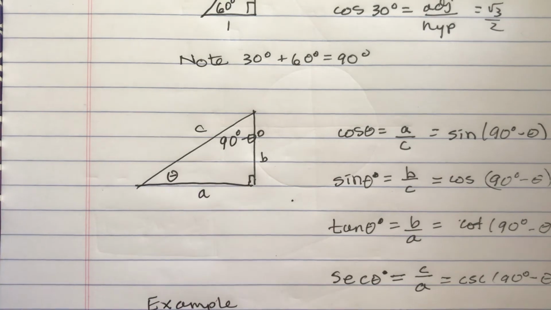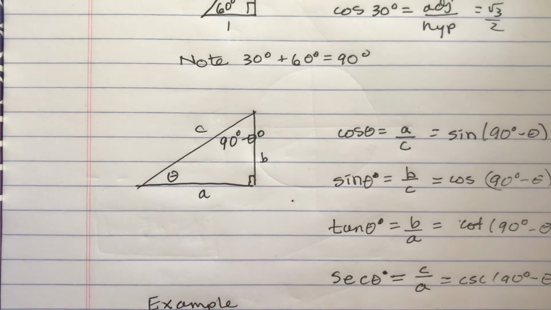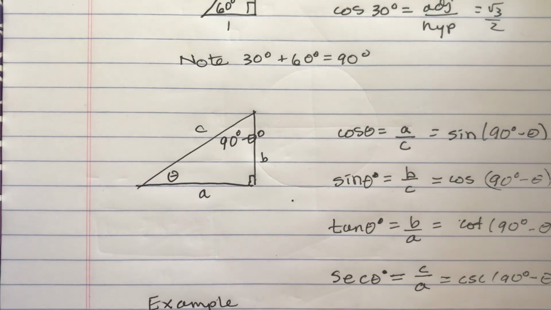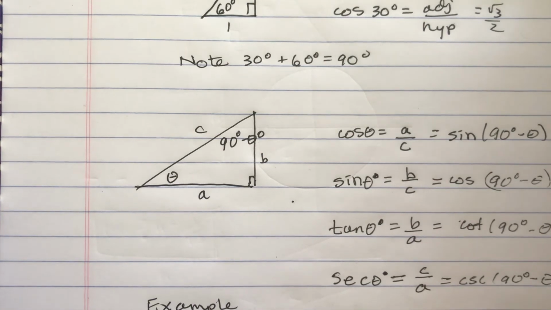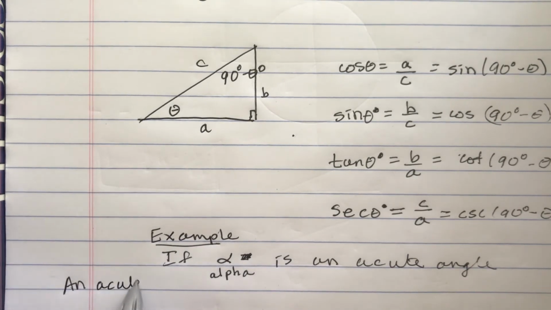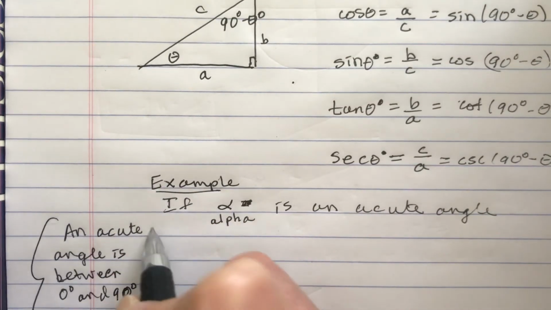Okay, if alpha is an acute angle, so all this proof has to do with them being an acute angle. So an acute angle is between 0 and 90 degrees. Let's put like a little thought bubble there.